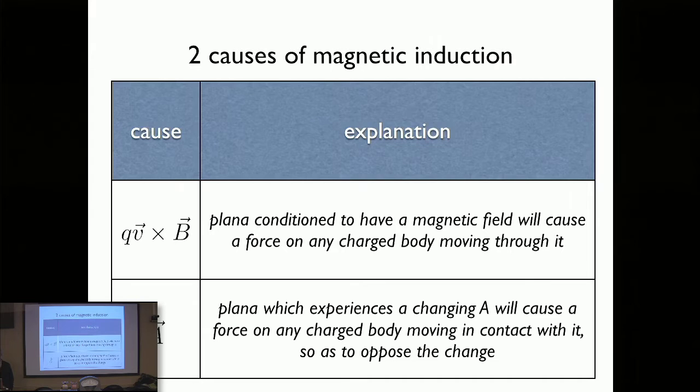Just so everybody has it in mind what we're getting at here. There are two causes: the V cross B and the A dot. In the first one, the plana is conditioned to have a magnetic field, and that will cause a force on any charged body that's moving through it because it has impetus and there's a force resulting. The A dot cause, the plana is a different mechanism. The plana which experiences a changing A will cause a force on any charged body moving in contact with it so as to oppose the change.